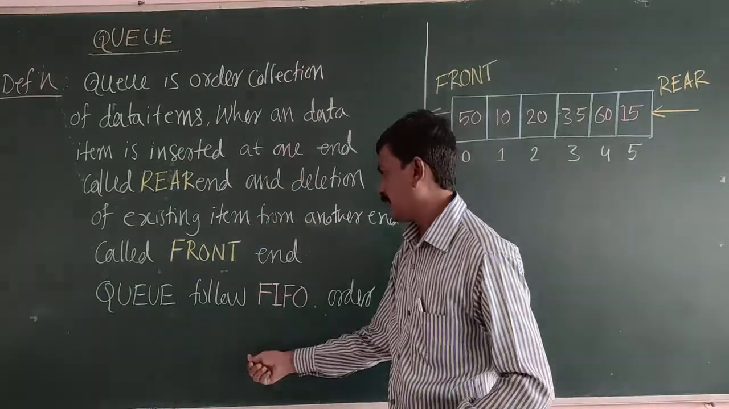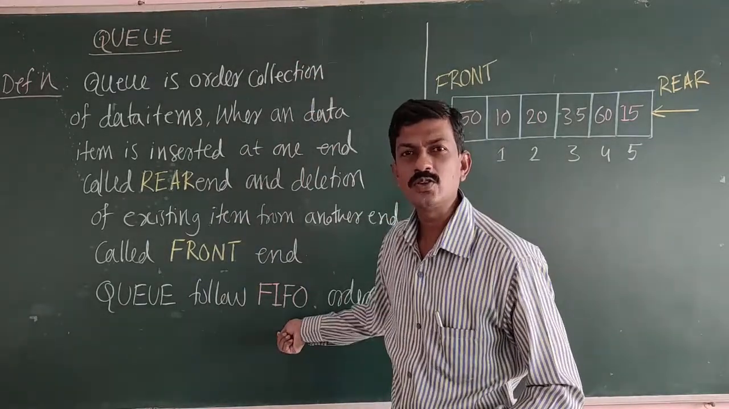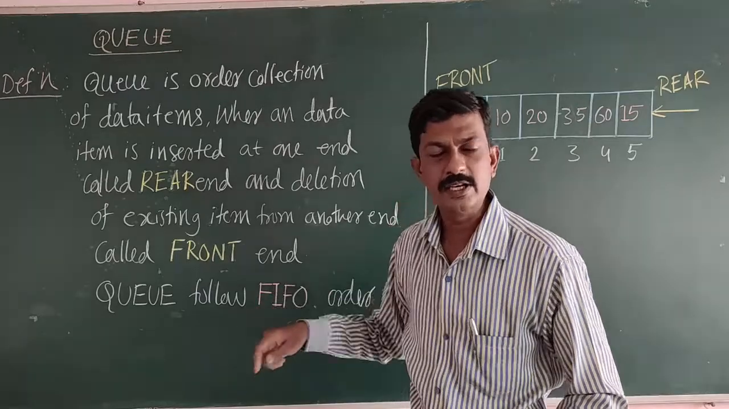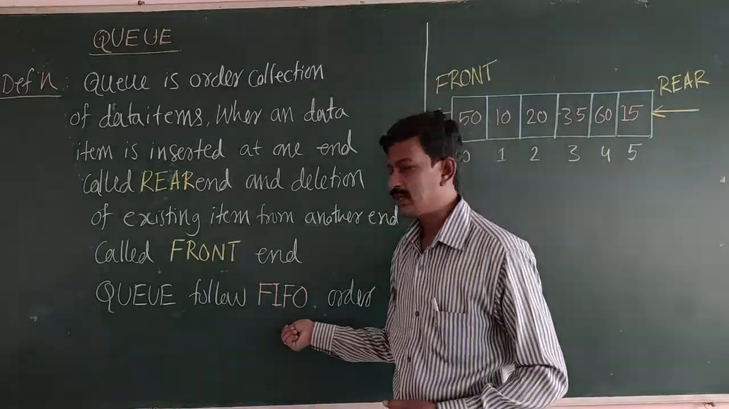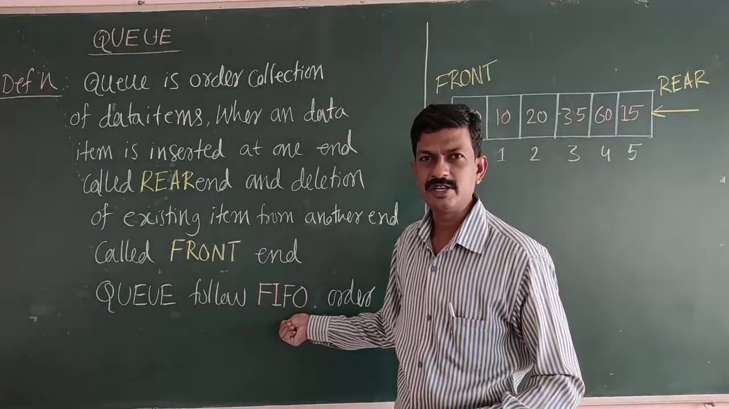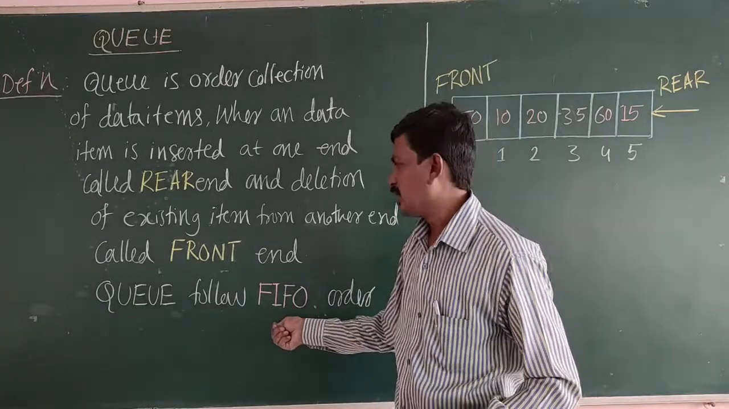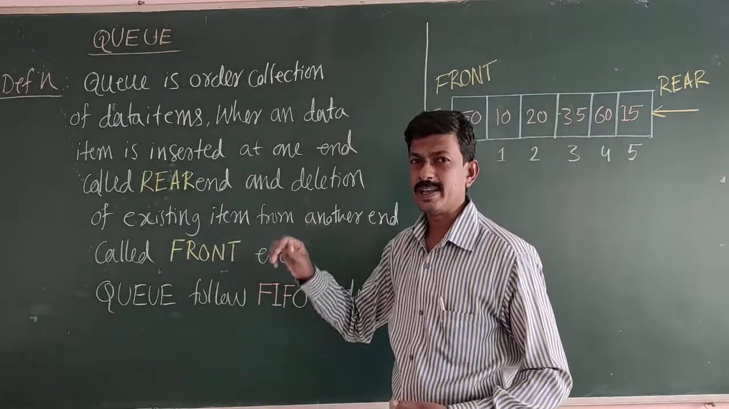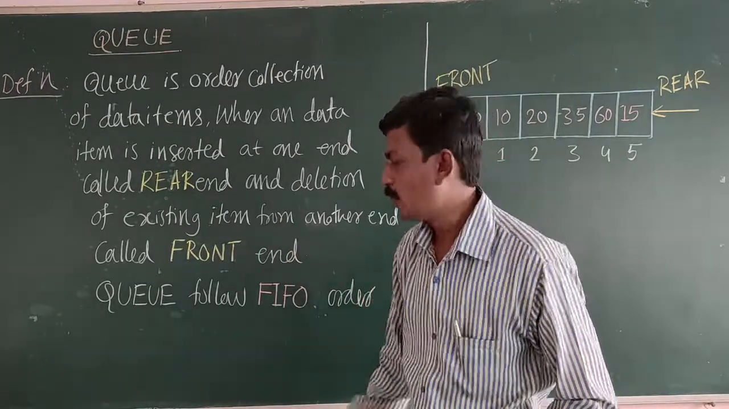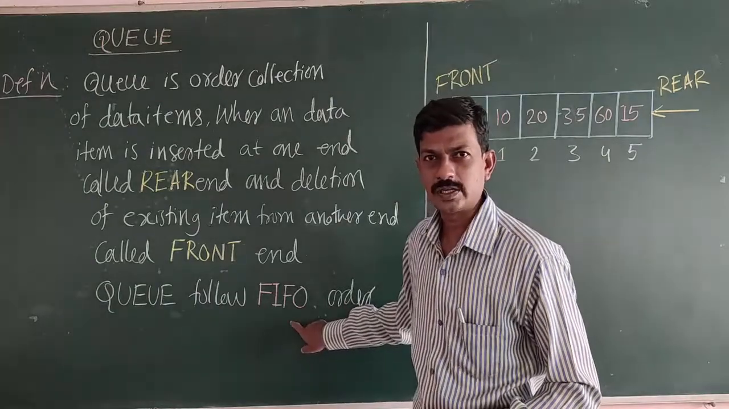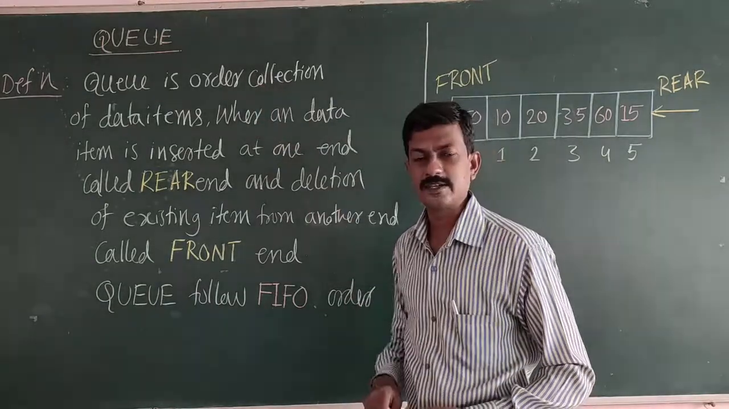And queue follows FIFO order. FIFO means first in, first out. You need to remember this, because it will be asked in examinations, either for expanding FIFO, or like this: mention the data structure which follows FIFO order. It is nothing but the queue data structure.